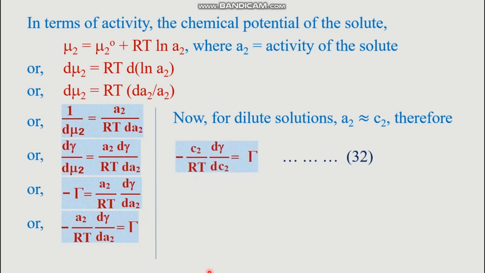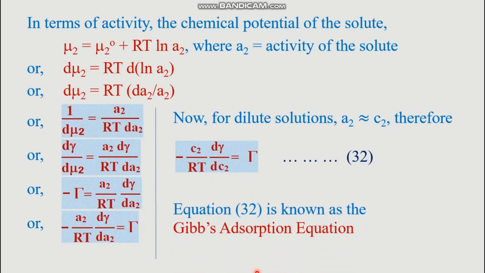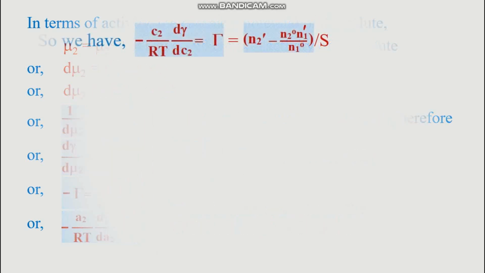Now for a dilute solution, in place of activity, you can substitute the concentration term C2. C2 means the concentration of the solute. Then this previous equation becomes, in place of A2 you replace it by C2, and it becomes equation number 32. What is the equation? It is minus C2 over RT into d gamma by dC2, and this is equal to capital gamma. So this equation number 32 is known as the Gibbs adsorption equation.